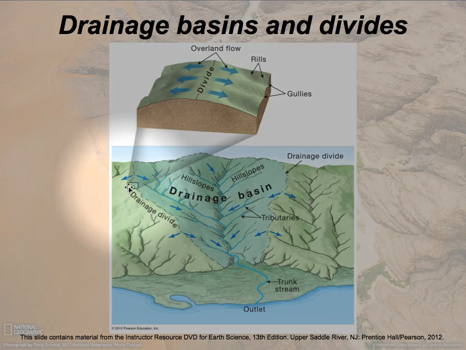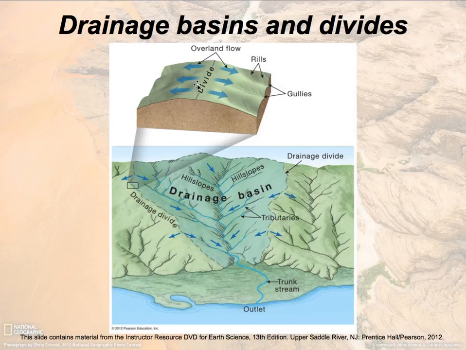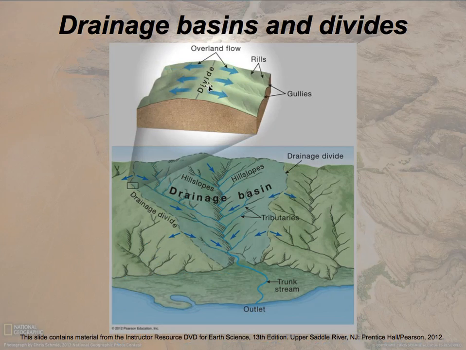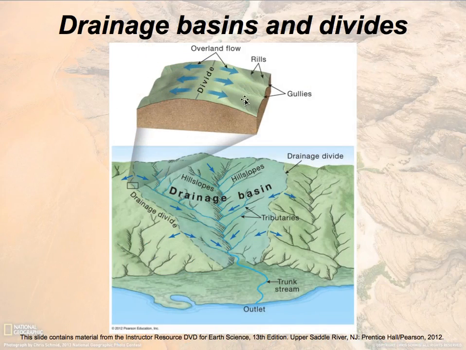On a micro scale, that is a small scale, you can see what a divide looks like. Basically, it's the highest point between two areas where if water were to fall on one side, it would go one way, or if it were to fall on this side, it would go the other way. And that moves through naturally developing rills and gullies.